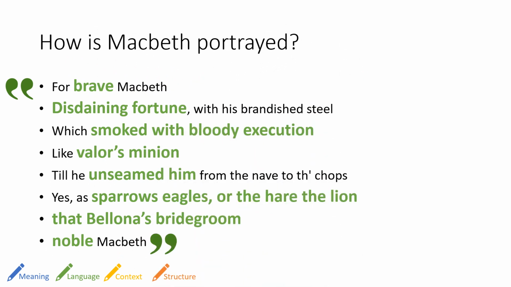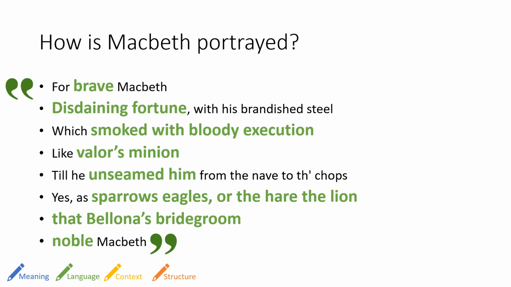So let's wrap this one up. How is Macbeth portrayed? This scene has been all about Macbeth. He doesn't appear in it, but it's all about him. "Brave, disdaining fortune. His sword brandished still, smoked with bloody execution." He was Valor's minion. When it came to MacDonald, he unseated him from the nave to the chops. Was he scared? Yeah, about as much as eagles are scared of sparrows or lions are scared of the hare.